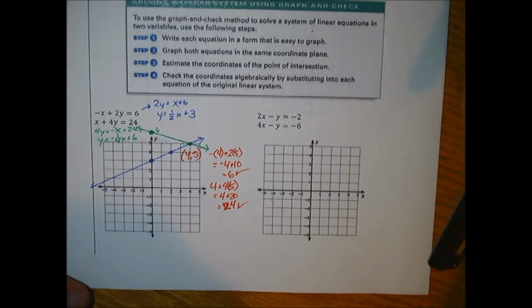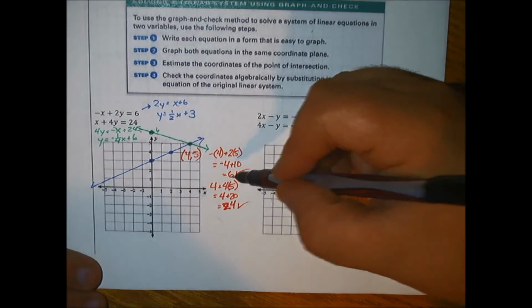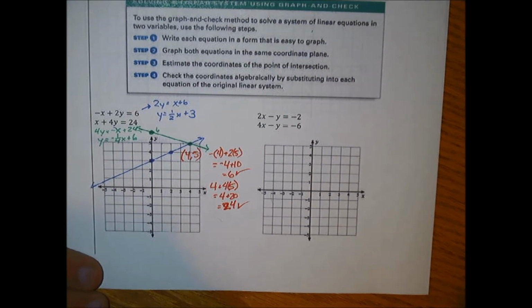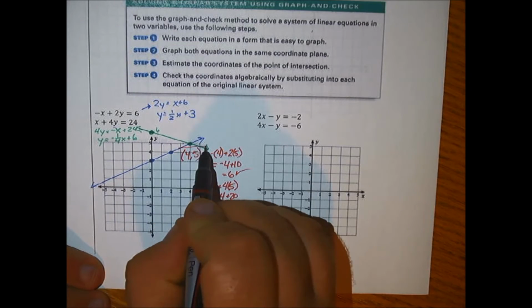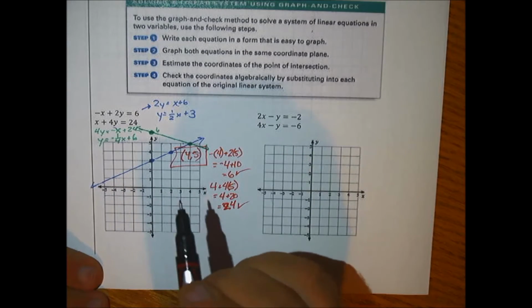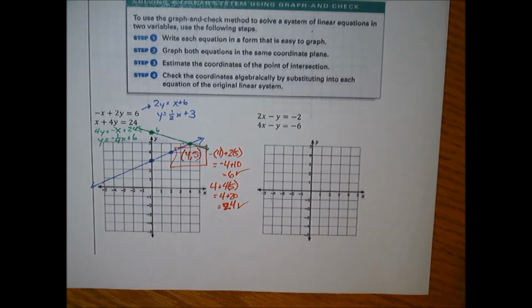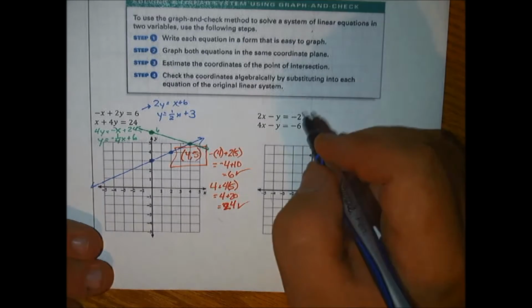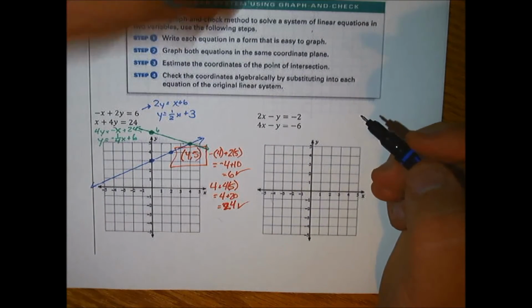I don't have the final answer until I get all the way to the bottom. But yeah, so my answer there would be (4, 5). That's what I would put as my answer, and I make sure to write that on every graph. All right, this one, I'm going to use the cover-up method.